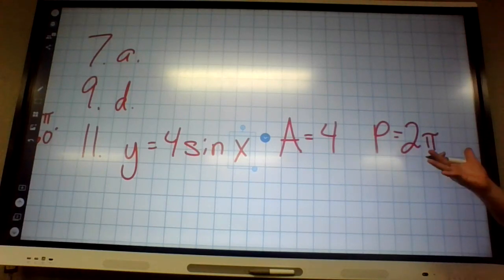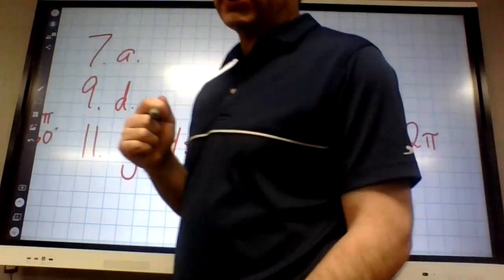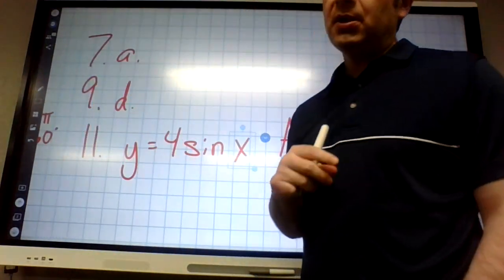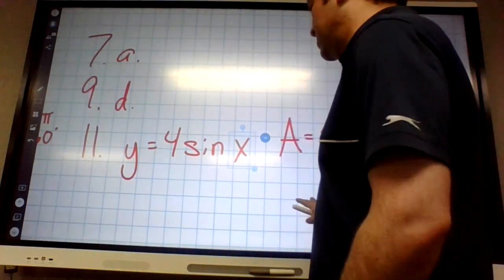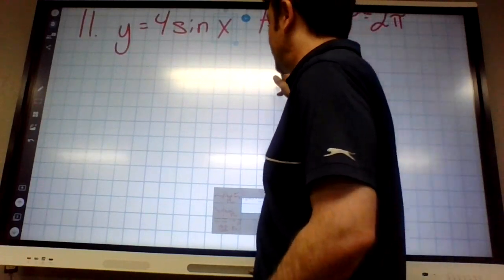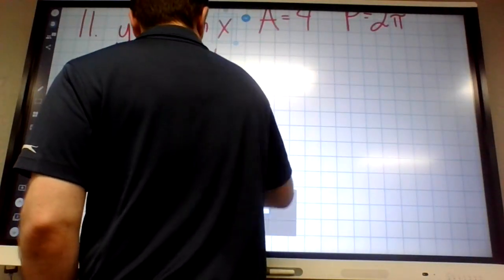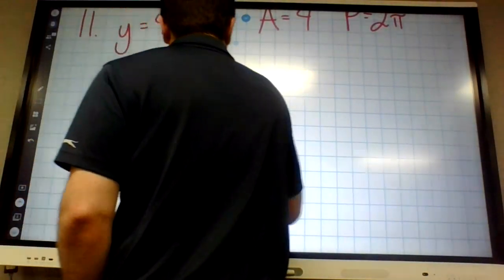Okay, but then it does say graph, doesn't it? Forgot about that. Okay, so 11 is going to be a graph like number 1, but what's the difference? 4 times as tall. It's going to be 4 times as tall.